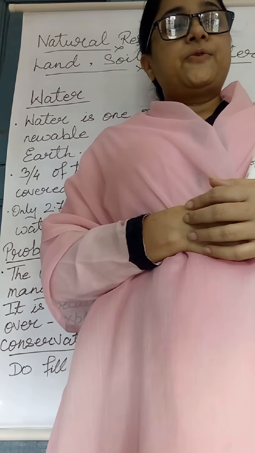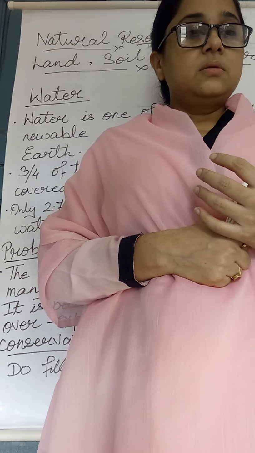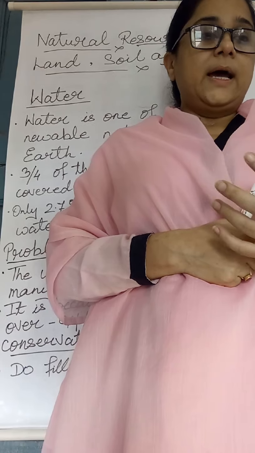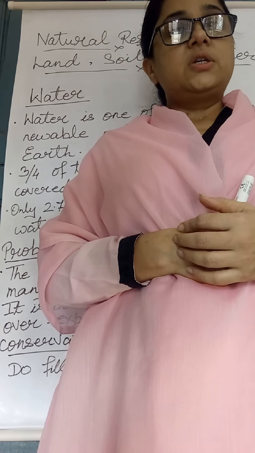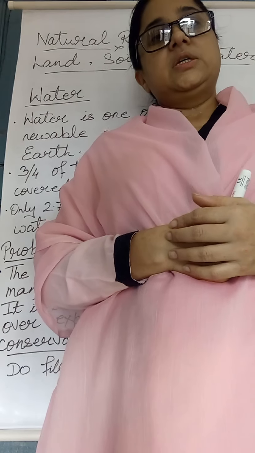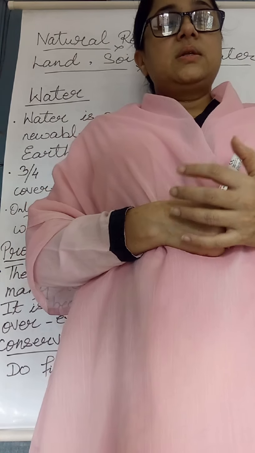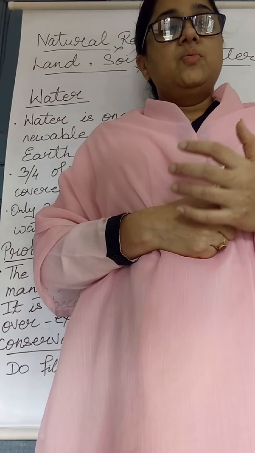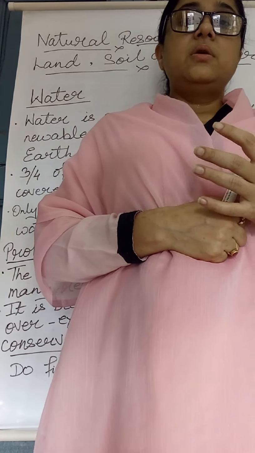When water falls from a height, as in waterfalls or dams, it can be harnessed to generate hydroelectricity. Large water bodies like seas and oceans help in moderating the climate of the coastal regions.